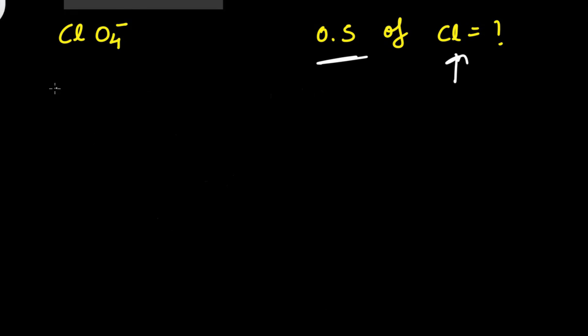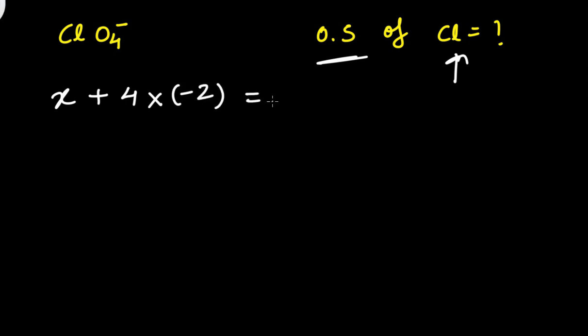Now be careful about this one. We will take chlorine as X, plus 4 oxygen atoms, so 4 multiplied by -2, is equal to, this time we will not take 0, it will be wrong. Since the overall charge on the molecule is -1, we will take the algebraic sum equal to -1. The algebraic sum of neutral molecules is equal to 0, and if there is a charge on the molecule, then the algebraic sum should be equal to that charge.